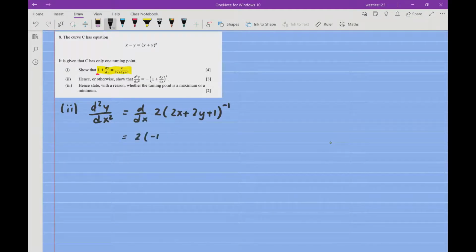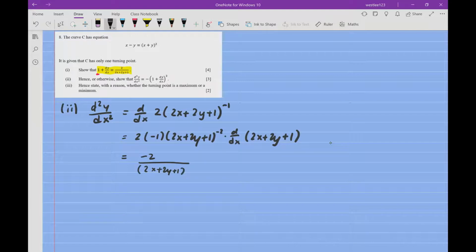So power bring down, power minus 1, and then you differentiate what is inside the bracket. When you differentiate a high power, make sure you differentiate the expression inside the bracket. So this will give us negative 2 over (2x plus 2y plus 1) the whole thing squared. So I'm basically rewriting this in this manner.